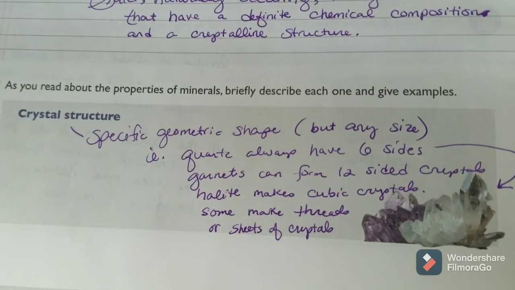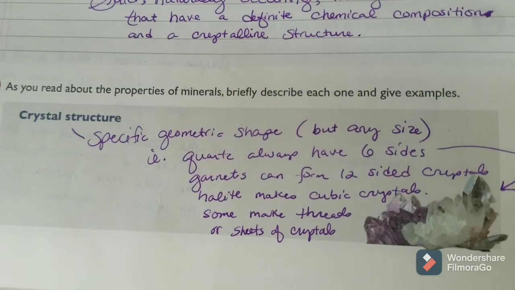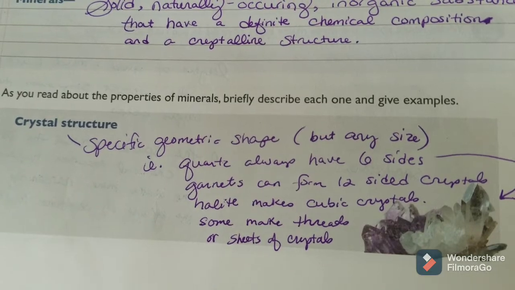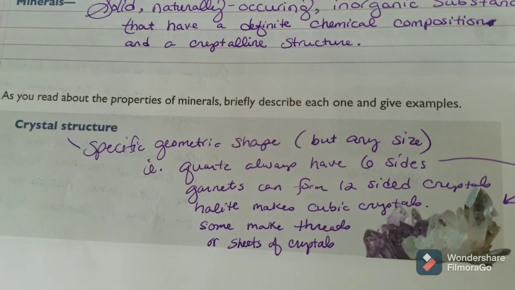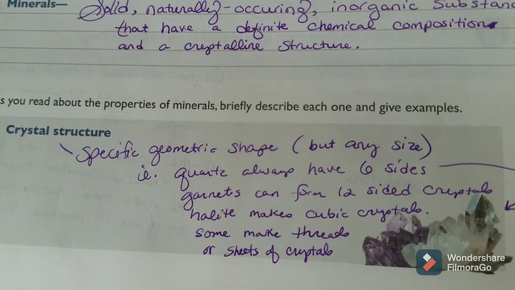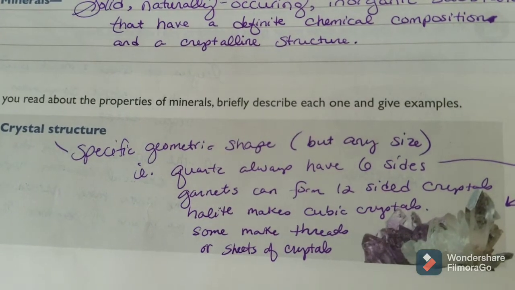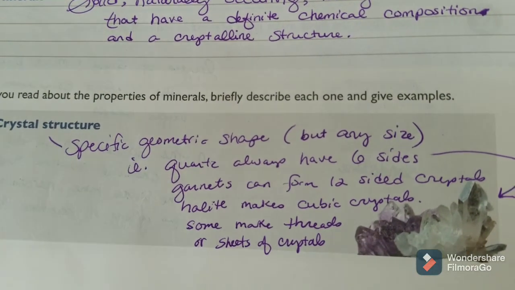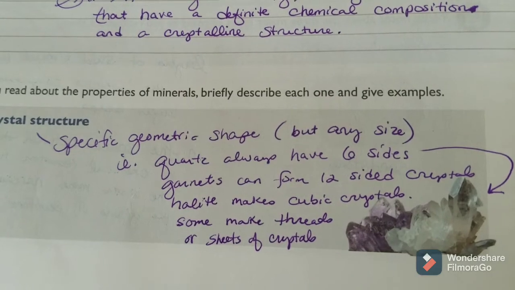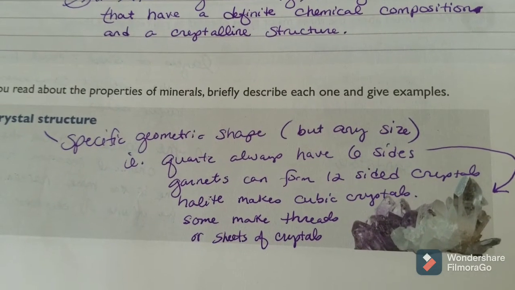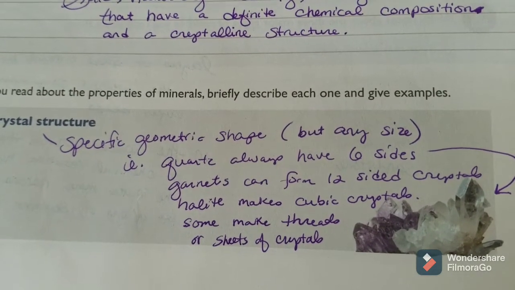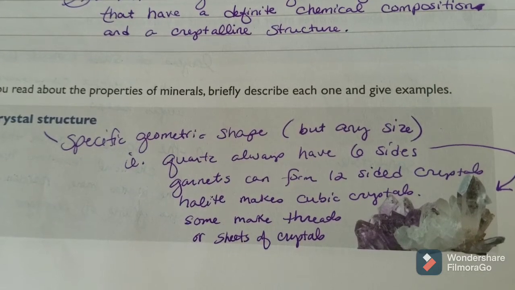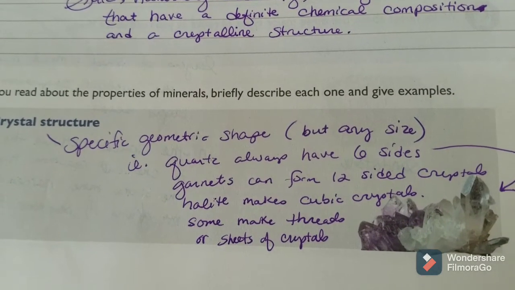I wondered why it was "up to," but I think it's because it takes time to make that many, and so you can't assume every garnet is going to have all of those 12 sides completely developed. Halite makes cubic crystals, and some make threads or sheets of crystals. Isn't that awesome?